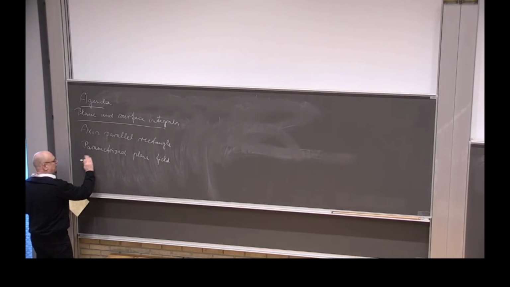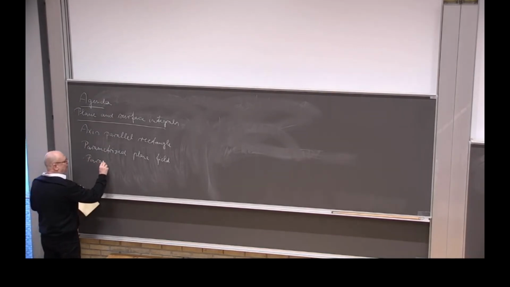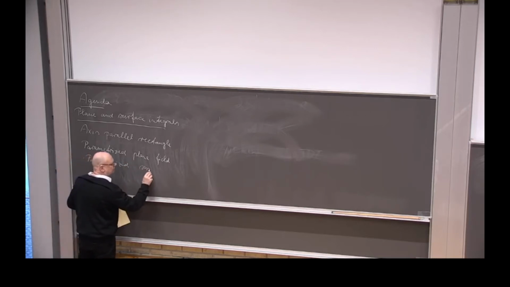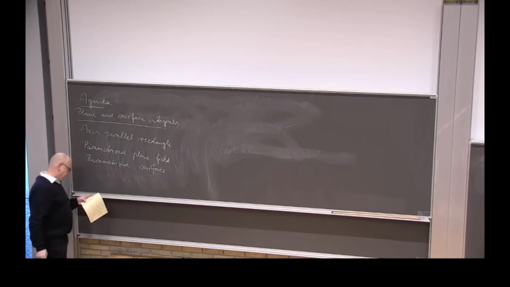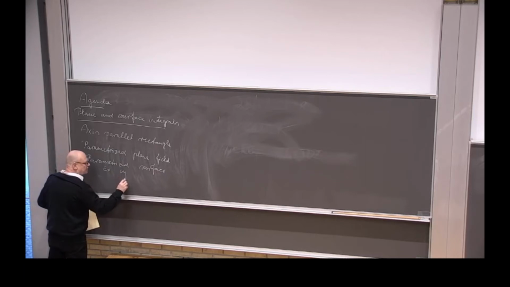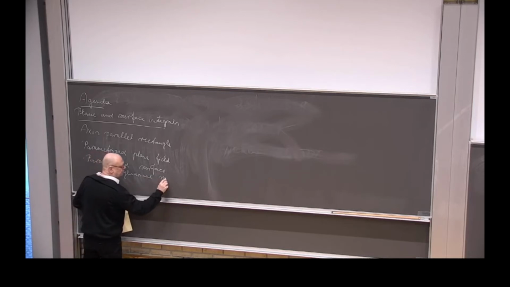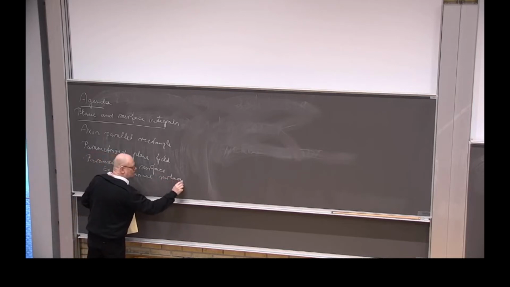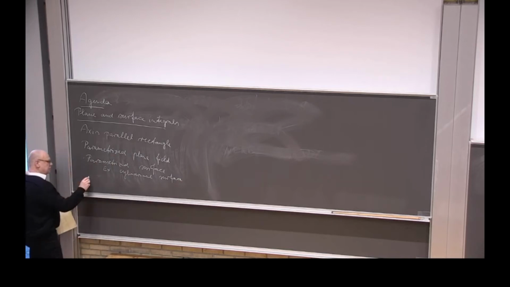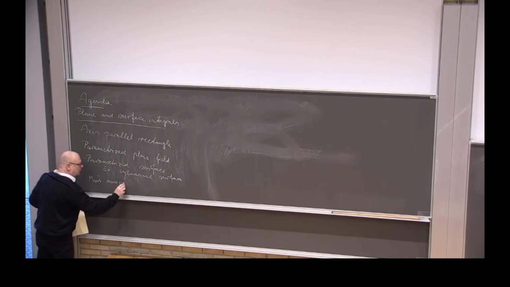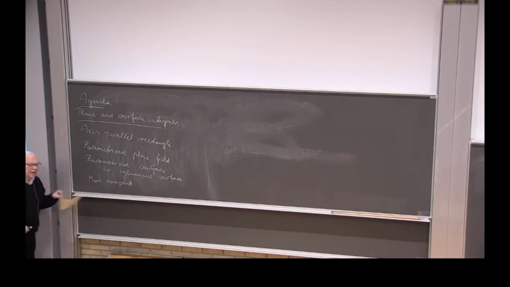And then, let me write it, a parametrized surface. And here I'll do one example, and that is a cylindrical surface. And then I'll talk about the mass midpoint. And then I'll end up by introducing the project work.